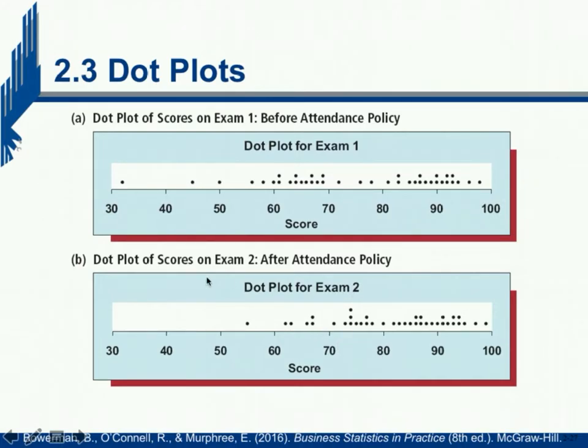So this is normally just used for moderately sized data sets only. If the data set has too many measurements, for example, more than 50 measurements, then it might be ideal to use something else because the dot plot will just have too many dots and it might not be efficient in presenting your information.